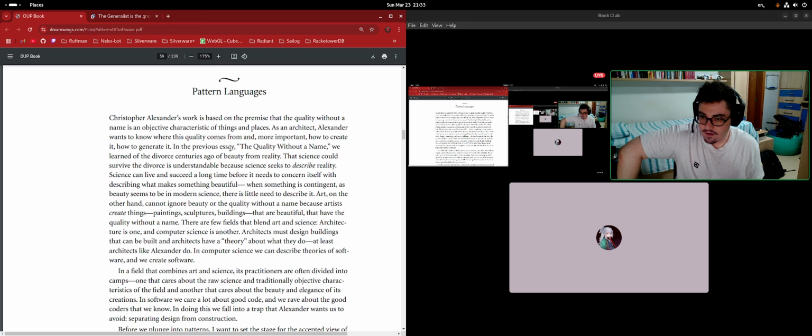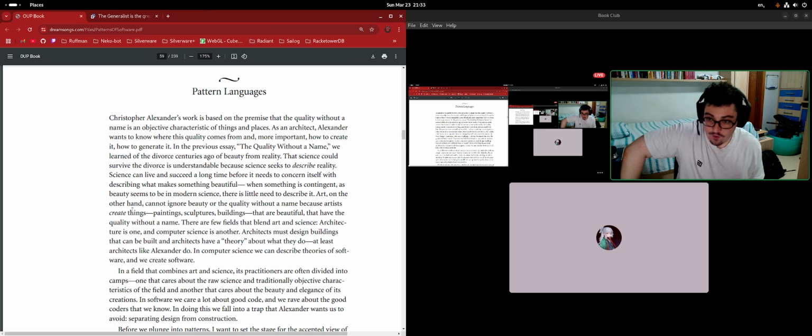In the previous essay, we learned of the divorce centuries ago of beauty from reality. That science could survive the divorce is understandable because science seeks to describe reality. Science can live and succeed a long time before it needs to concern itself with describing what makes something beautiful.